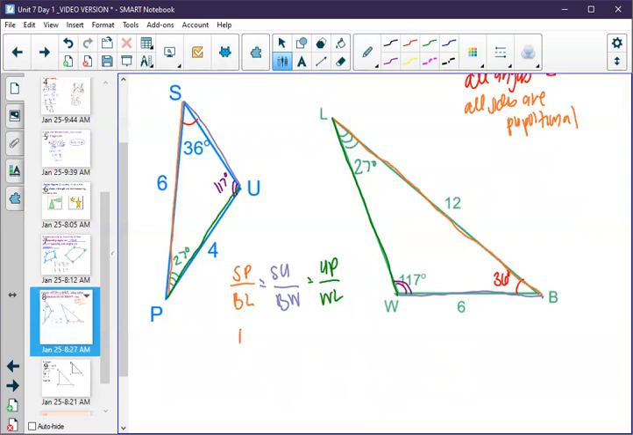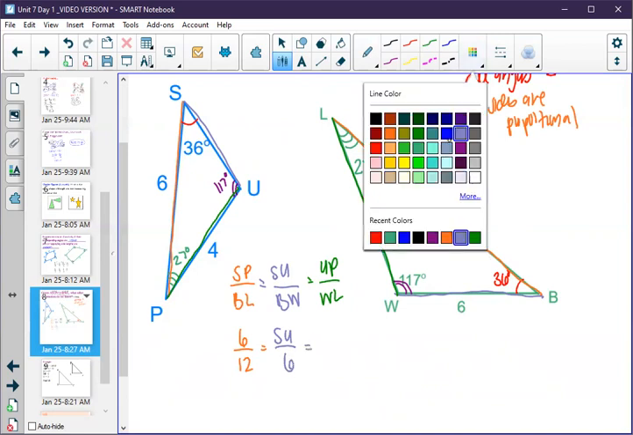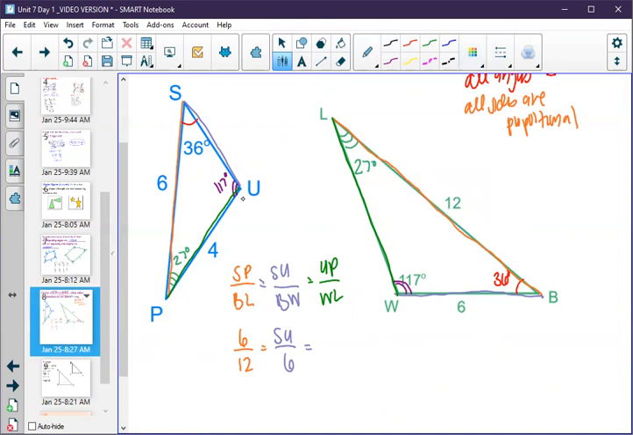So I know SP is 6. I know BL is 12. I'm not sure what SU is, so I'm just going to keep that. I know that BW is 6. UP, I know that that's 4. WL, I'm not sure what that is. But if you notice here now, I know this whole ratio and I have two unknowns here. So I can go ahead and use the ratio I know to solve for my missing sides here.